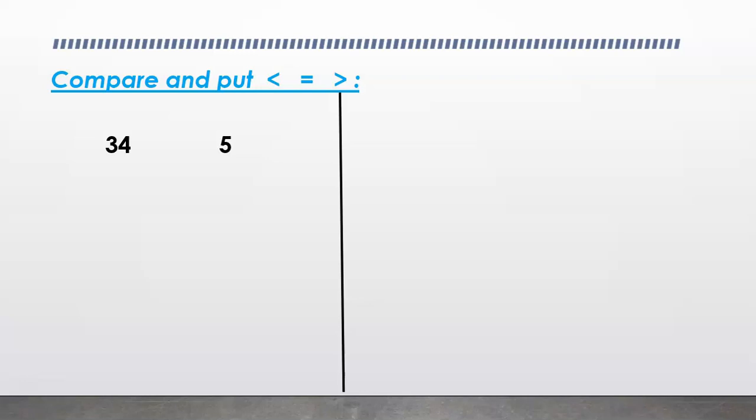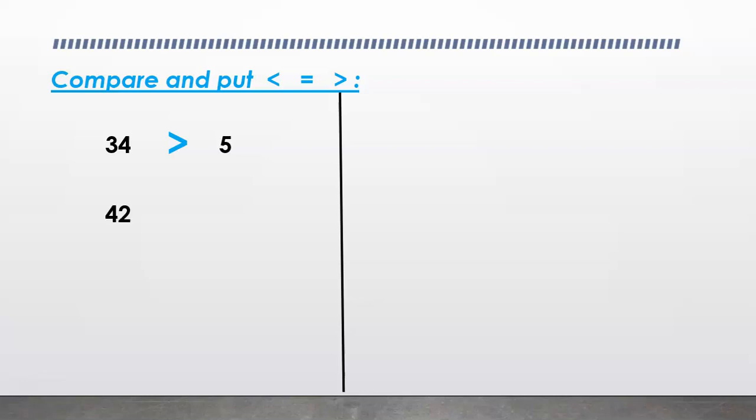First step, count the digits. Count the digits means I see how many digits each number is made of. Okay, 34 is 2 digits, right? 3 and 4, 2 digits. 5 is 1 digit. Then 34 is more than 5 for sure, because 34 consists of 2 digits and 5 consists of 1 digit.